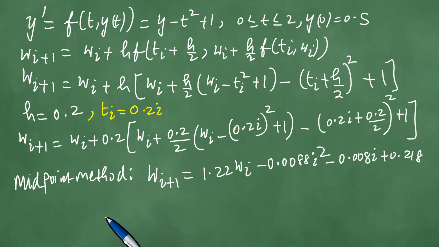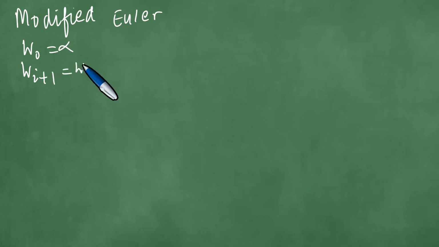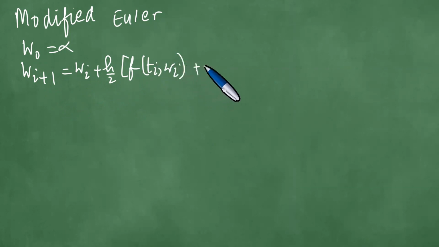Okay, right. So the next thing here we're going to do is the modified Euler, the one that came in November. How does the modified Euler differ from the Euler? Okay, we know that W0 is alpha, and we know that in the modified Euler, Wi plus 1 is Wi plus H over 2 into F(Ti, Wi).